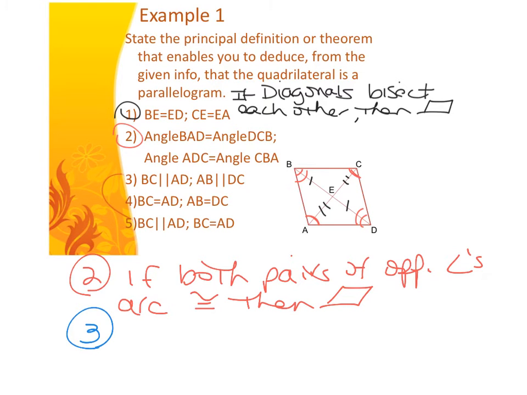Here it is stating that BC is parallel to AD, and AB is parallel to DC. What would this reason be? For which definition or theorem? Michael? Definition of parallelogram. Good.